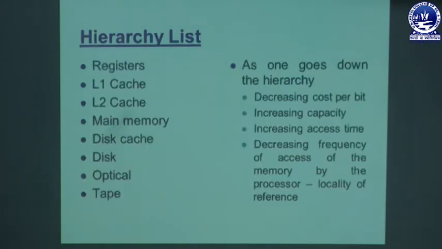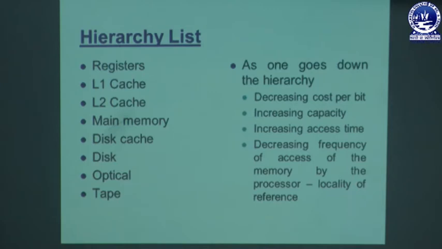So this is the hierarchy list. First, in the topmost part, it contains the registers, then L1 cache and L2 cache. Because the cache memory here is divided into two levels, we also have a 3 level cache organization, which I will discuss in later slides, okay. So here L1 cache, or level 1 cache, then level 2 cache, then the third one is our main memory, okay. Then disk cache is another one, and then disk, optical disk and magnetic tape here.